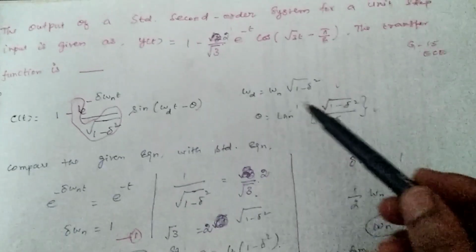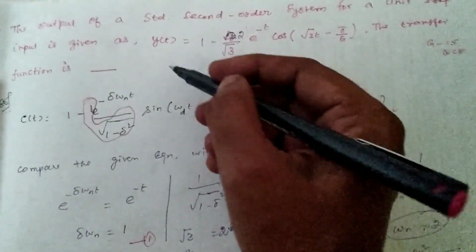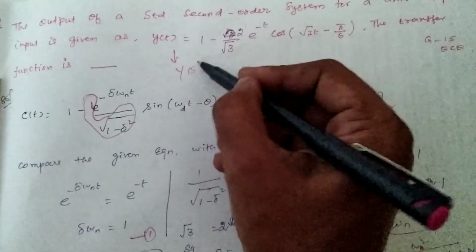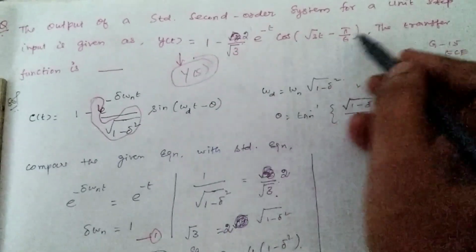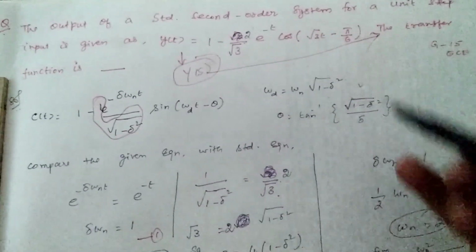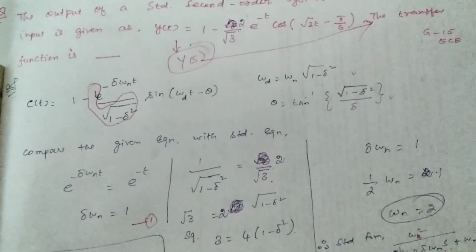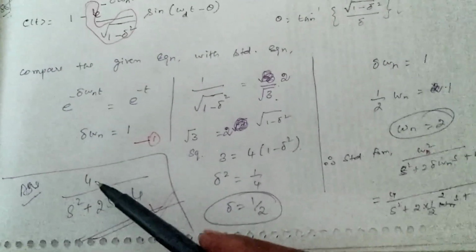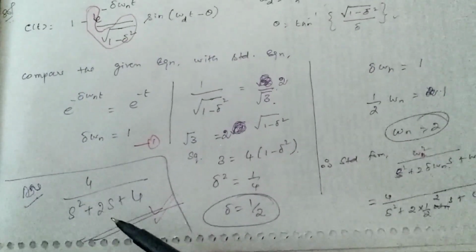So the question asked: y of t is given. They were asking what is the response y of s, that is called the transfer function. So this is the transfer function: 4 divided by s square plus 2s plus 4.